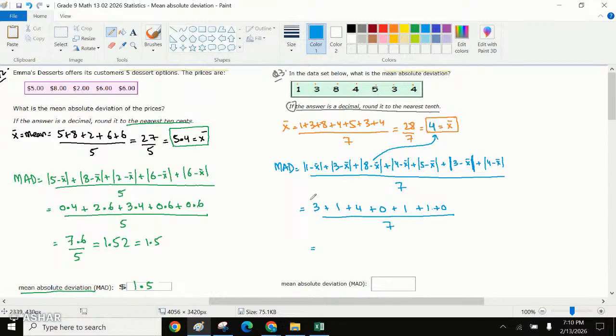So 3 plus 1 is 4, 4 plus 4 is 8, 8 plus 1 is 9, and 18. 18 is to be divided by 7. So the answer comes out to be 2.571. We have to give it to one decimal place. It comes out to be 2.5, this will round up, 2.6 is the mean absolute deviation for this particular question, okay?